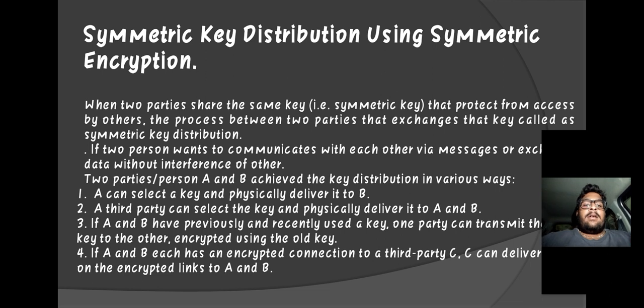Two parties, or persons A and B, can achieve key distribution in various ways. First, A can select a key and physically deliver it to B. A third party can select the key and physically deliver it to A and B. If A and B have previously and recently used a key, one party can transmit the new key to the other, encrypted using the old key. If A and B each has an encrypted connection to a third party C, C can deliver a key on the encrypted links to A and B.